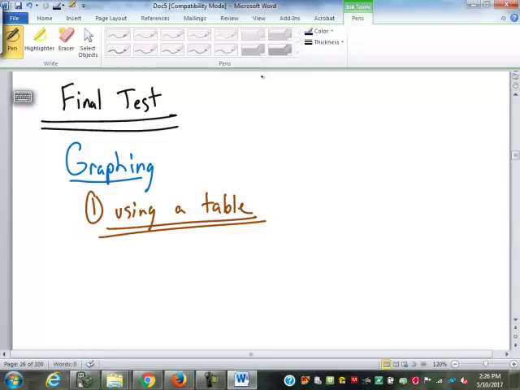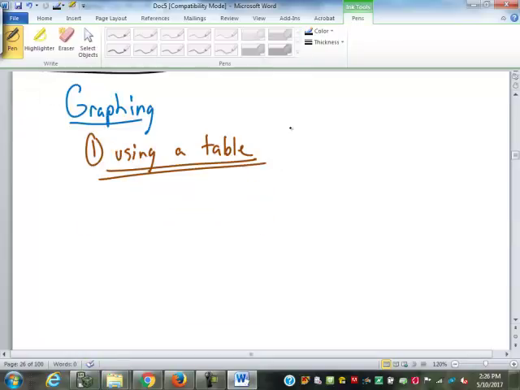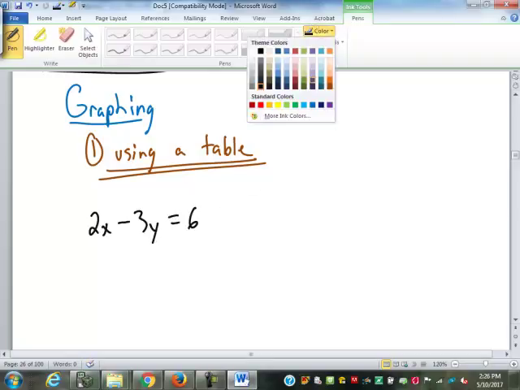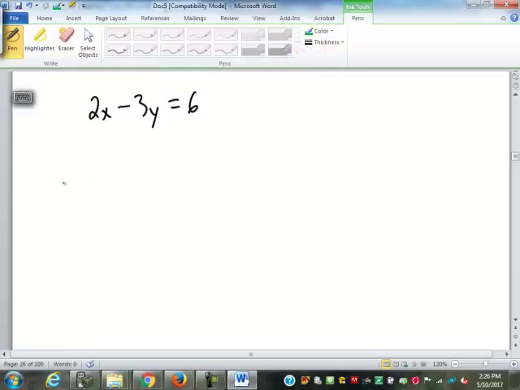So, using a table, we can graph simple equations like 2x minus 3y equals 6. Now, using a table with this one, you may want to solve it to get it into y equals form, but you don't have to. So we're going to pick several values for x. On the test, I would give you values for x, but you don't necessarily have to use the ones I give you. Maybe we'll pick -2, 0, and +2.